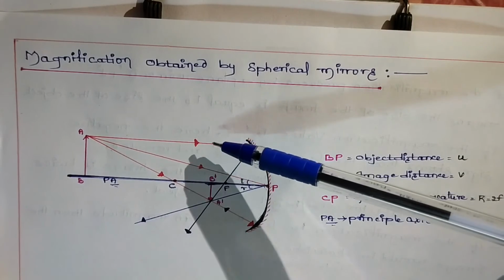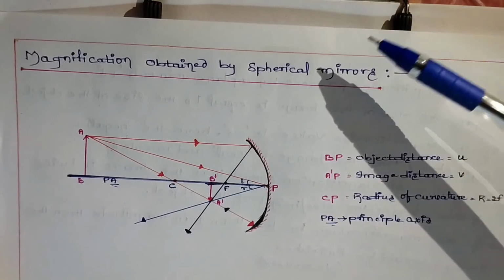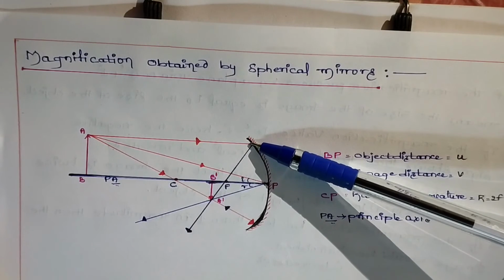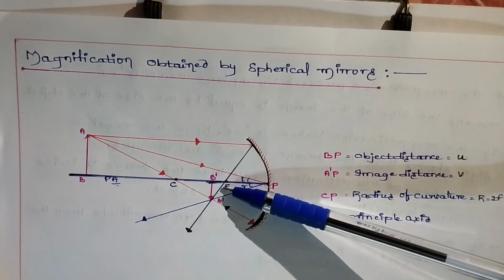And next ray, if a ray passes parallel to the principal axis, this ray is passing here and is parallel to the principal axis, it will get reflected at the curved surface, bounce back, and pass through the focus.